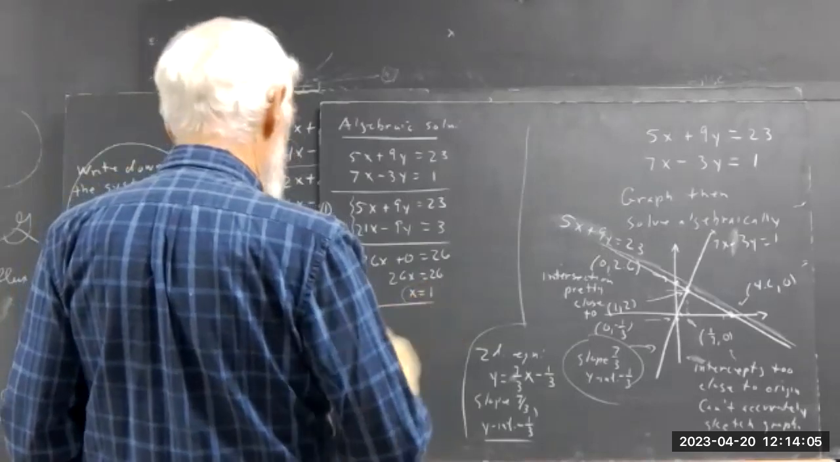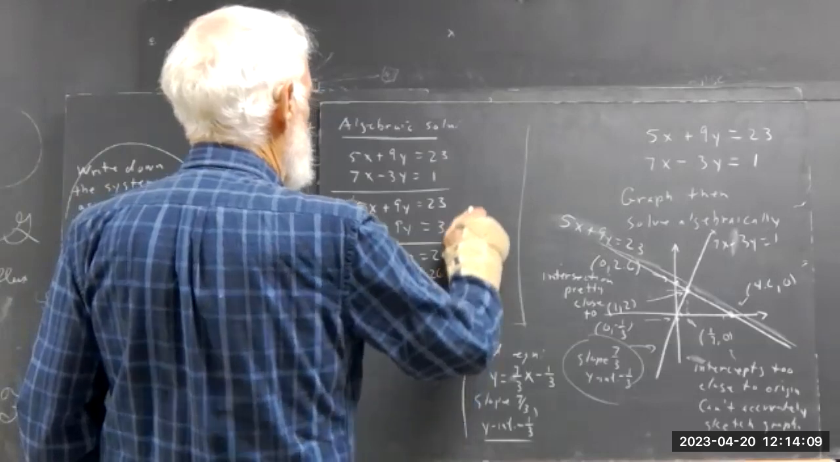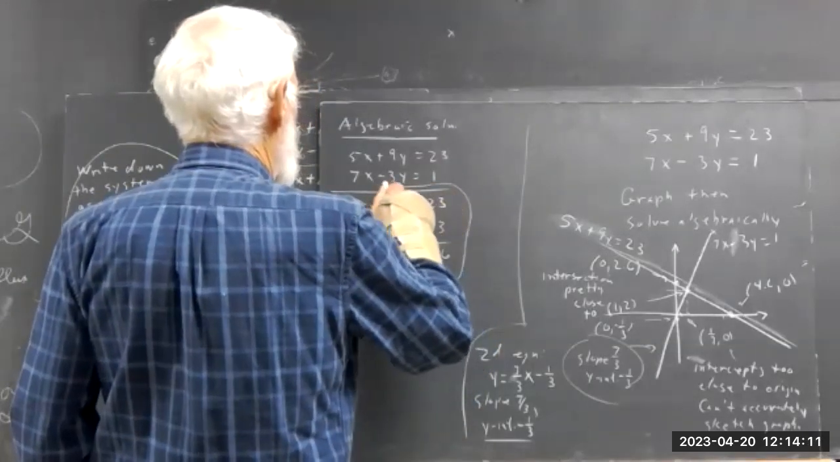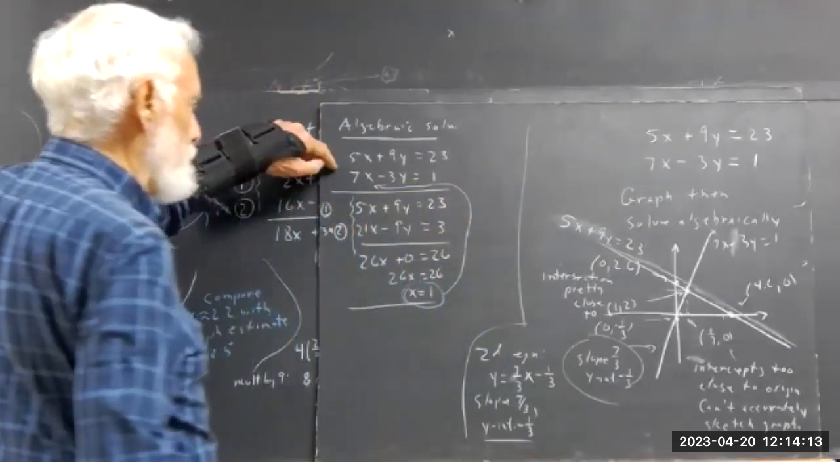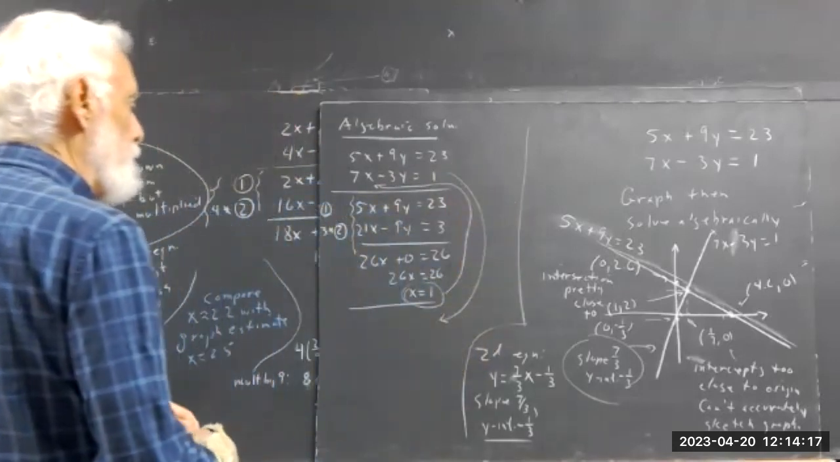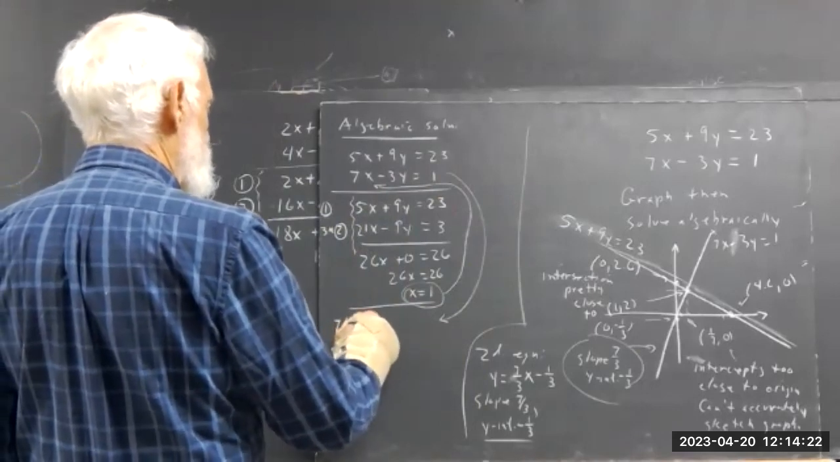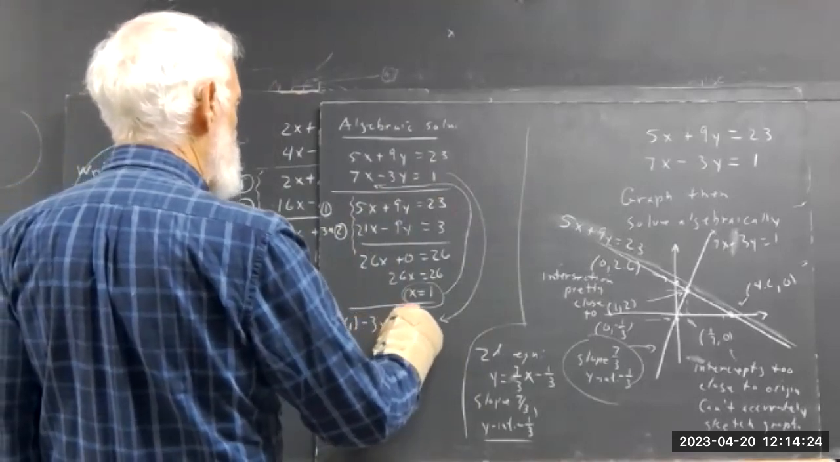We then take this x equals 1 and we plug it into, let's say, the second equation. Could be either. Okay, and that gives us the equation 7 times 1 minus 3y equals 1.